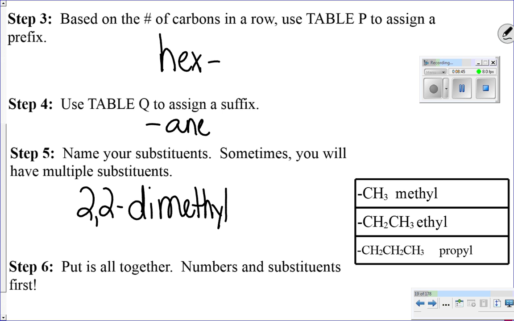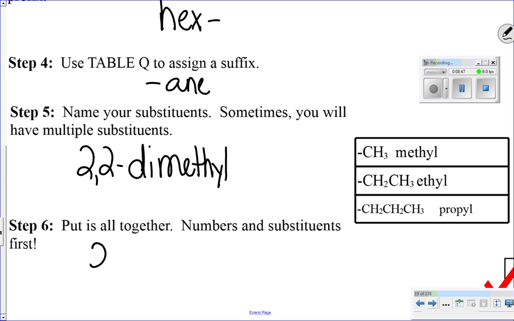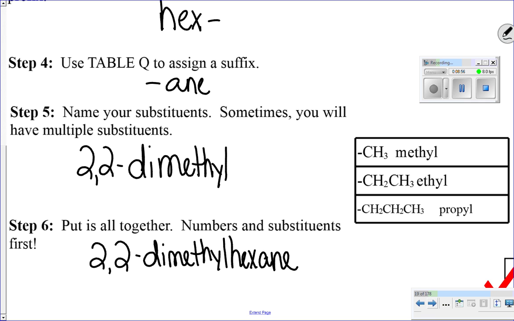Next, I'm going to go ahead and put this together. 2,2-dimethylhexane.